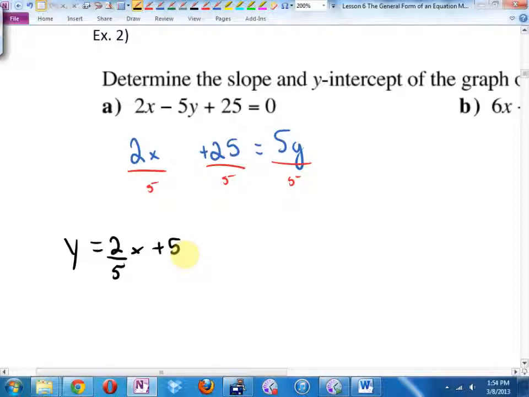We haven't answered the question yet because the question didn't say write this in slope-intercept form. What the question said was determine the slope and the y-intercept. So now that I got that, what's the slope? 2/5. What's the y-intercept? 5.